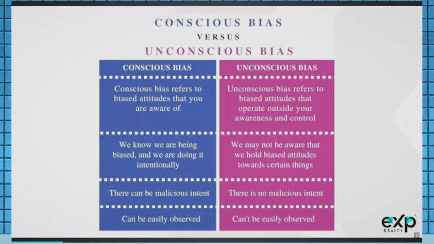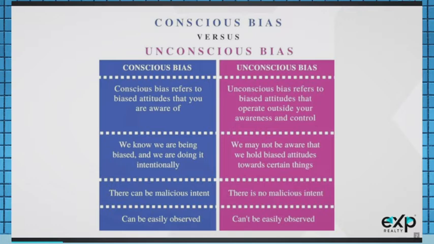So if you say that you support illegal immigrants, that you believe that they deserve rights and human rights and all that sort of thing, but then when you see someone who looks like they're foreign and they do something that you don't particularly care for, then your brain goes, oh, it's because they're an illegal immigrant. That's an unconscious bias. Conscious bias, we know we're being biased and we're doing it intentionally.